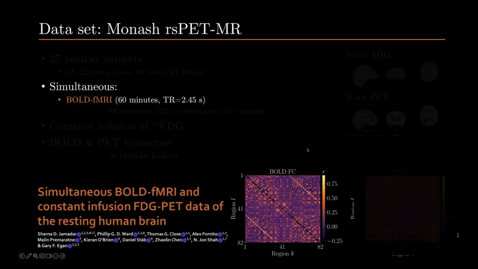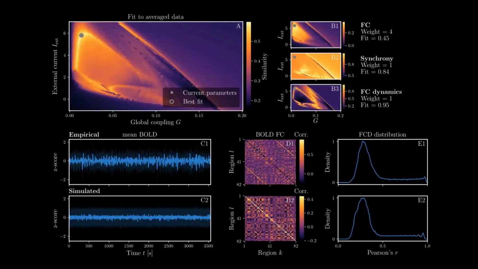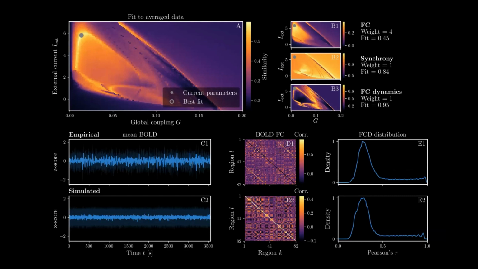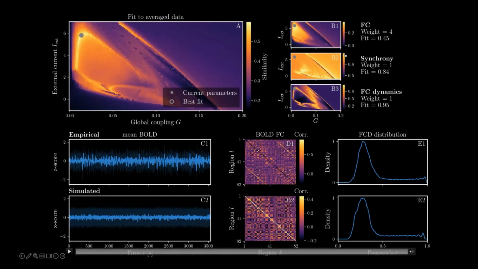So we have BOLD signals per brain region for 60 minutes. And from these BOLD signals, we can compute all these measures, FC, synchrony, and FC dynamics, and we can compare them to our simulation. So what you see on the top right is how well a simulation with a given parameter combination fits the empirical data. Here you see the synchrony, here you see the FC dynamics.